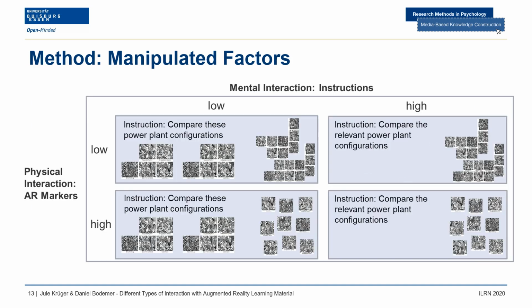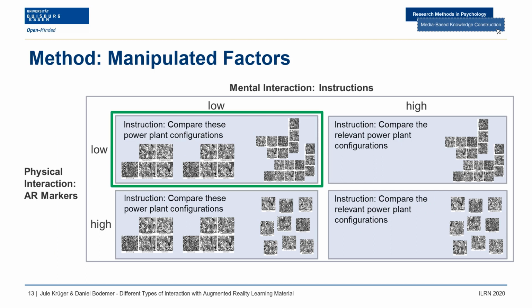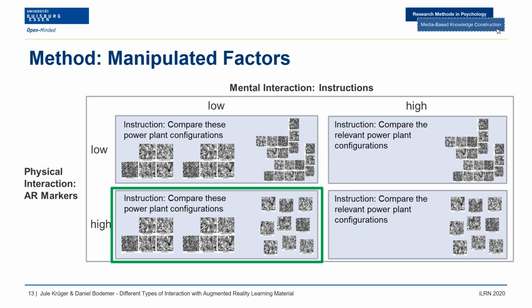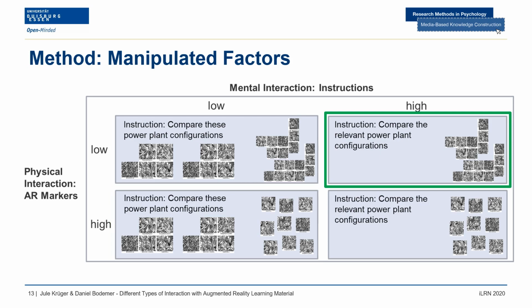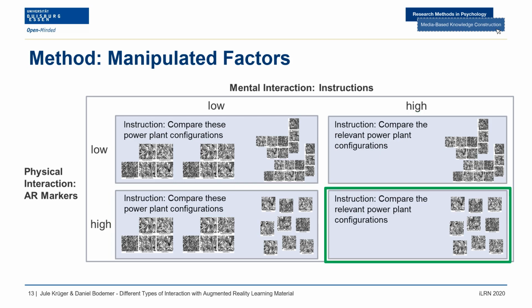This resulted in the 4 experimental conditions. When both types of interaction were low, the participants just had to look for the marker clusters that were shown on the screen. When mental interaction was low and physical interaction was high, the participants built and compared the marker clusters that were shown on the screen. When mental interaction was high and physical interaction was low, the participants decided which marker clusters to compare and searched for them. And when both types of interaction were high, they also had to build those clusters themselves.